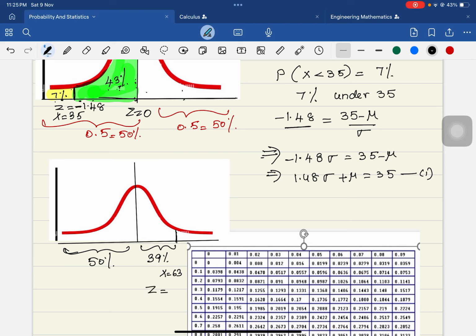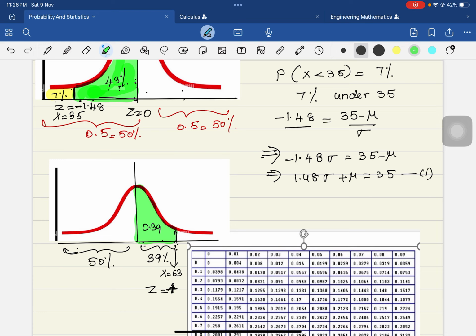First thing you have to think about is the sign here. It is always plus, because it is on the right hand side. So the sign of z is positive, first thing. And now this is 39%, because in total 89% is under x equal to 63. This value is x equal to 63. So now 39% means this is 0.39. This area is given by 0.39. So if you can find out this 0.39 corresponds to which value of z, then our job is done. Correct?